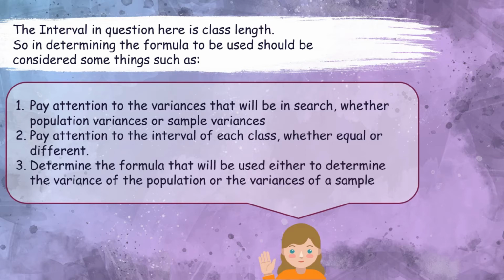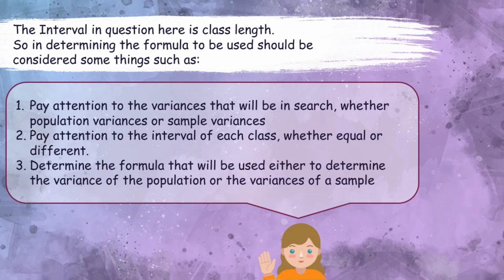3. Determine the formula that will be used, either to determine the variance of the population or the variance of a sample. The first and second formulas are used to find the variance of the population, while the third and fourth formulas are used to find the variance of the sample.